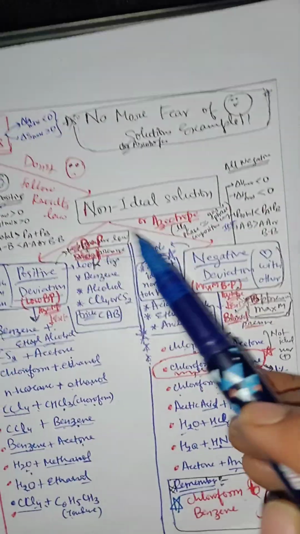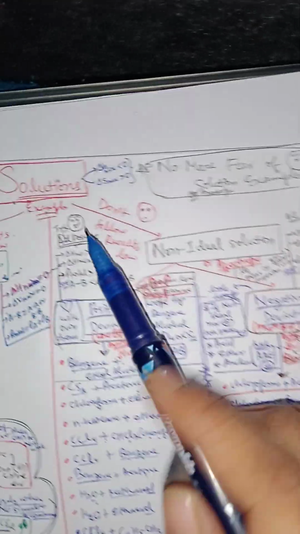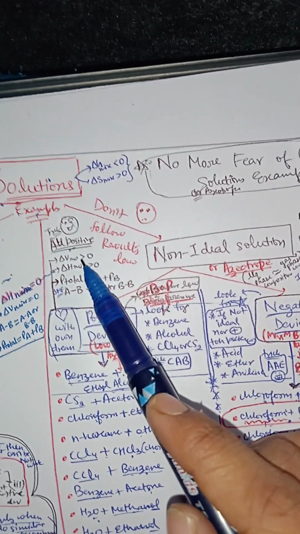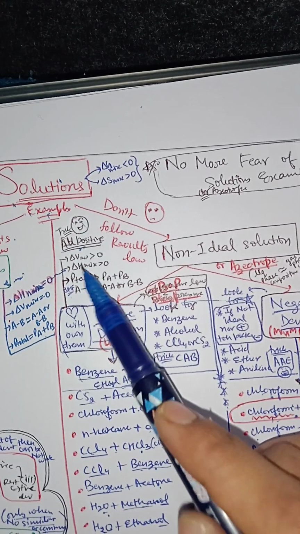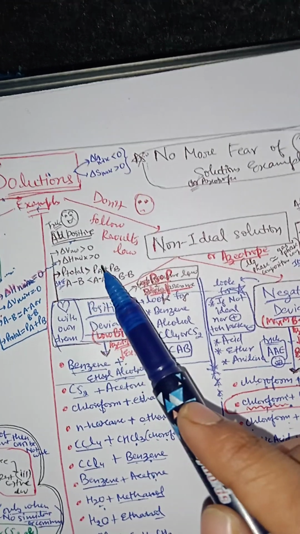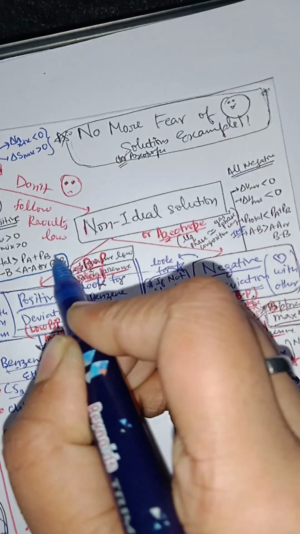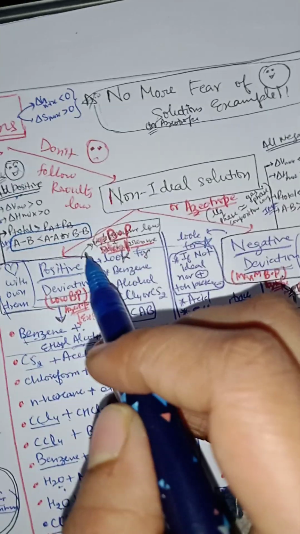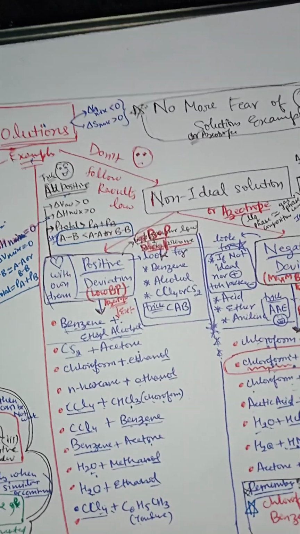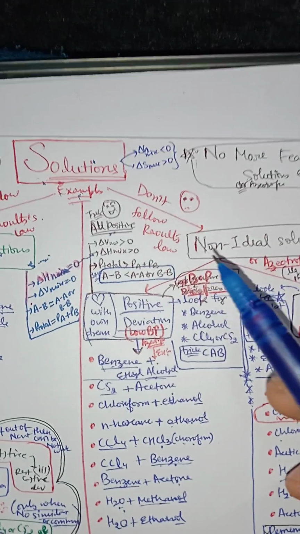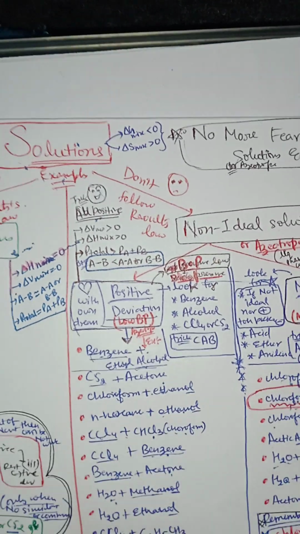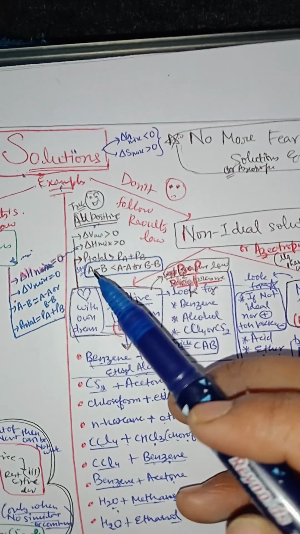Okay. Now in positive deviation, everything will be positive. Delta V mix will be non-zero, meaning positive. Delta H mix will be positive. P total will be more than PA plus PB. One more, and the most important thing here: the intermolecular forces between A and B will be lesser than A and A or B and B. Meaning the intermolecular forces between the individual components will be more than between the different ones.